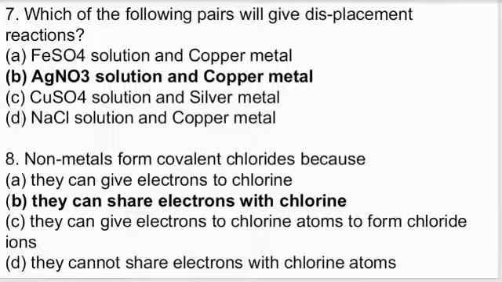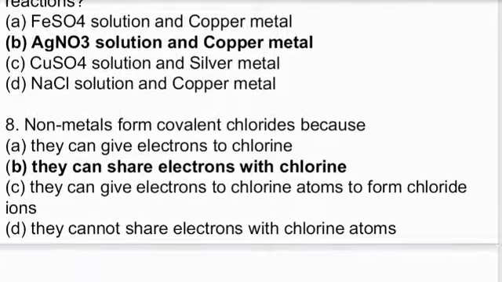Question number 8. Non-metals form covalent chlorides because? The options are they can give electrons to chlorine, they can share electrons with chlorine, they can give electrons to chlorine atoms to form chloride ions, they cannot share electrons with chlorine atoms. The correct option is B, they can share electrons with chlorine.